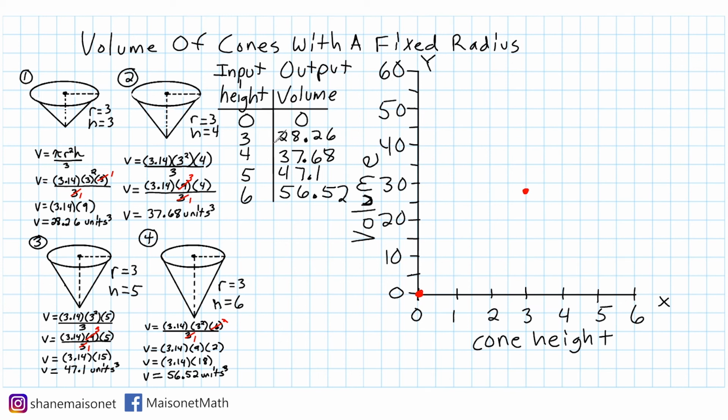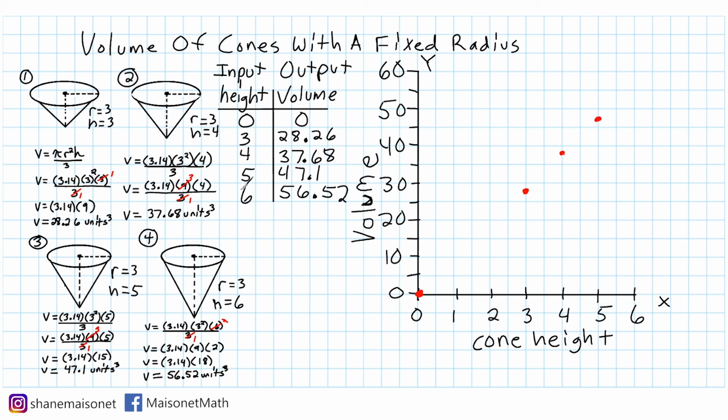And then we're going to do that for 4, 37.6. So that's almost 38. So we're going to go to 4 and about 38, which would be maybe about right here. And then we're going to graph 5, 47. This is so close to 47. I'm just going to consider it 47 for now. So 5 and 47, which would be about right. Well, this is 45. So 47 would be about right here.